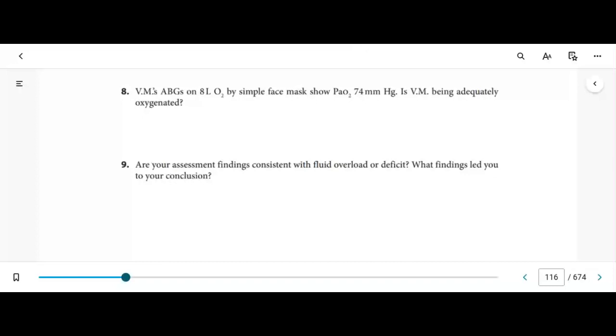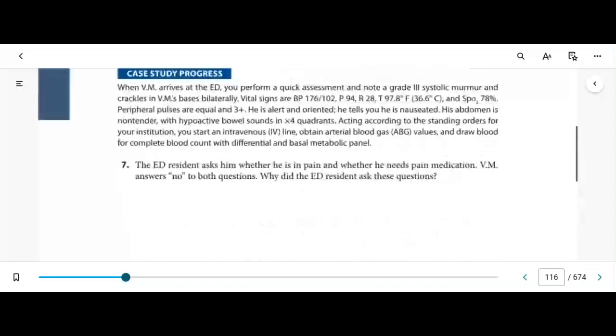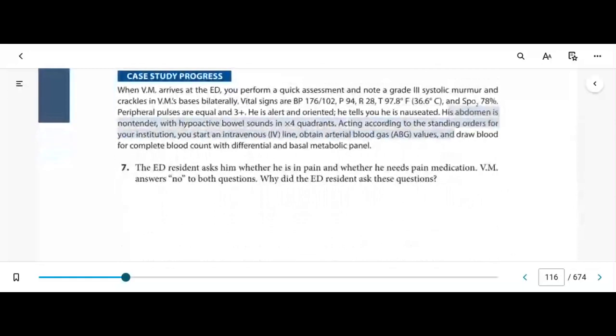Number 9. Are your assessment findings consistent with fluid overload or deficit? What findings led you to your conclusion? Here, let's go back up so you can look at those. So what of these show us fluid volume load? Ignore the highlighting. I don't know why it's highlighting. Stop it. Yep, the BP, the edema, 3+, yep, crackles. What else?